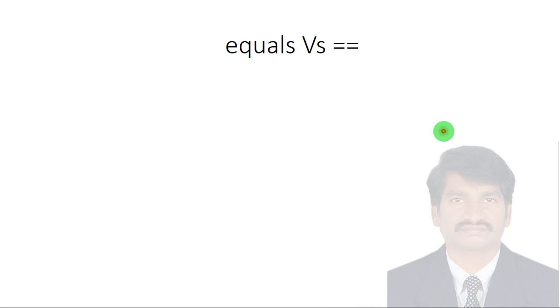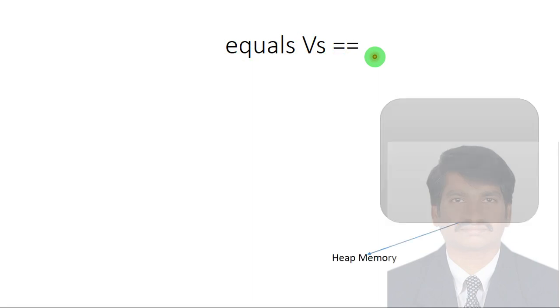Guys, let us see equals versus ==. These are two different things in Java. The first one, equals, will compare the content of the object, and == will compare the reference or address of the objects. This is my heap memory, this is my string constant pool.